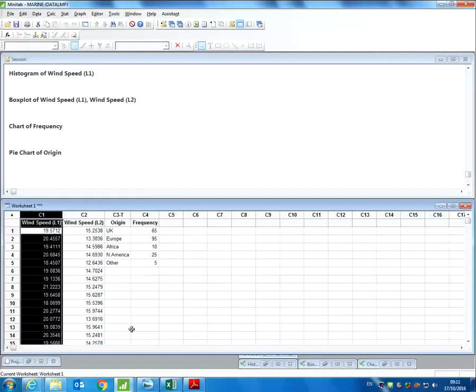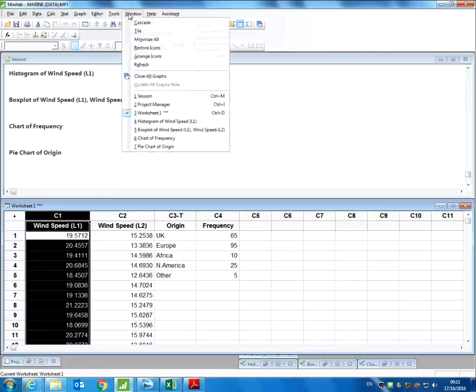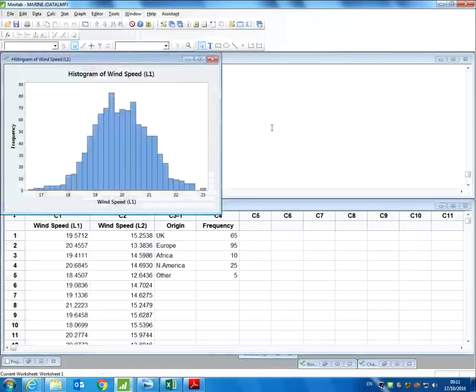Okay, I'll just make this a bit larger. Okay, I've got a Minitab project here in column 1. Can you all see this at the back? We've got some wind speeds. L1 is just location 1. So, what data type is this? Quantitative, okay, and to be a bit more specific, it's continuous rather than discrete. So, for column 1, we might produce a histogram.